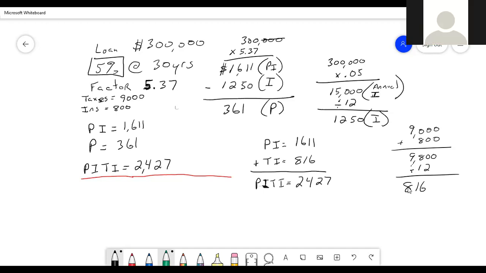Was the insurance, the 800, was that yearly? Yes. Insurance at 800 is an annual charge. If they're charging you that monthly, run. Yeah, that would be a lot of insurance.